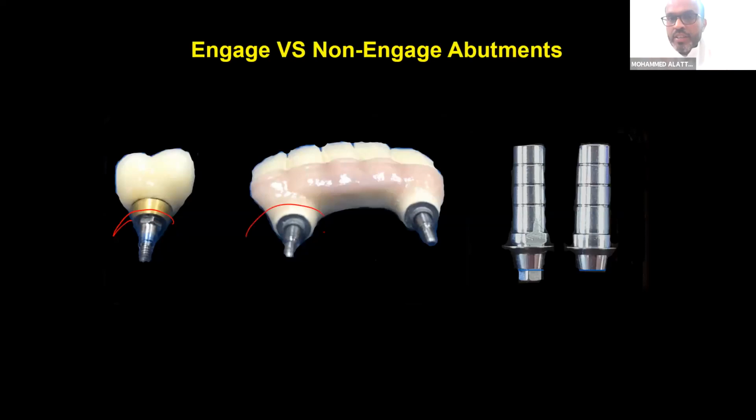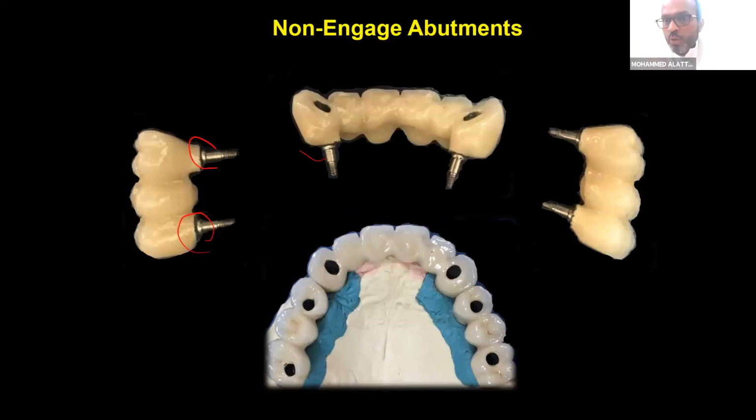When we have a fixed partial denture, we also used engaging abutments. But what I need to say about non-engaging abutments is this full case, where I used engaging abutments and also non-engaging abutments. Do you think it is the right choice to do any fixed partial denture of 3 units or 4 units with non-engaging abutments? Really, the patient will come back with screw loosening and other complications.